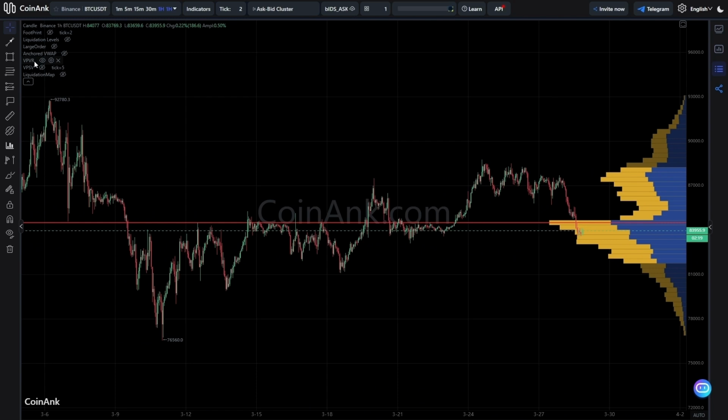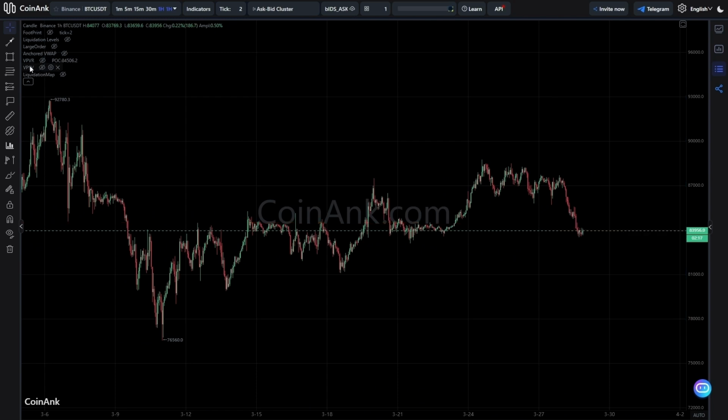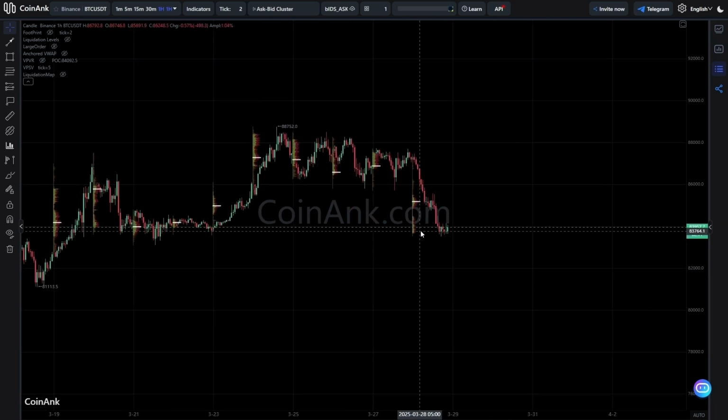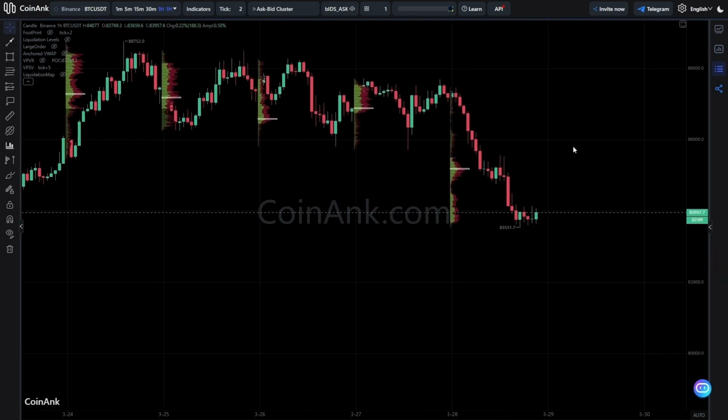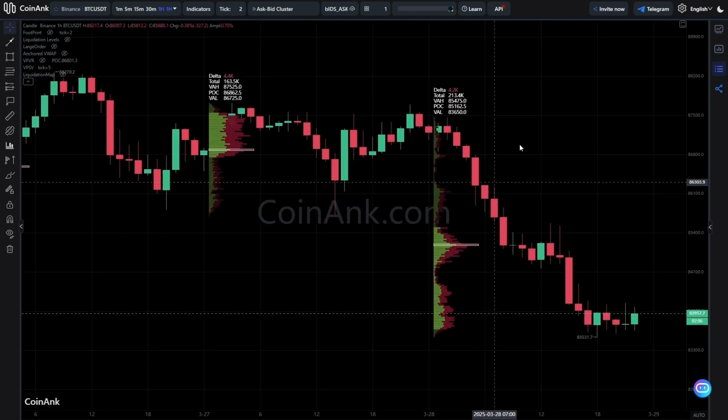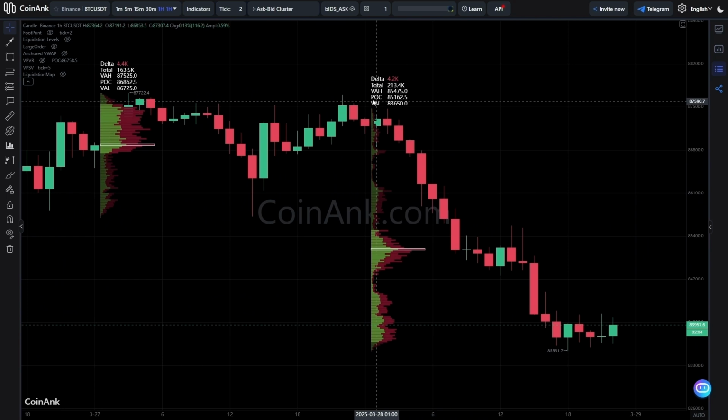To be honest, the VP VR is not that important. It's better to use the VP SV. It's our volume profiles, but session-based. So they're based on the different trading sessions. They show us the deltas, the totals, point of control, and so on. Value area high, value area low.